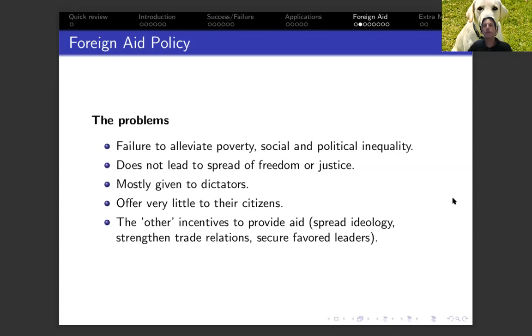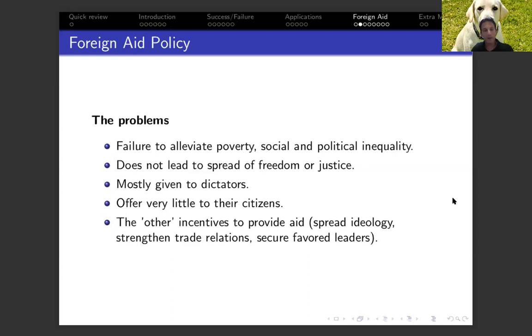And one problem that research has also talked about is that while intuitively we should think about foreign aid as a humanitarian type of policy, in many cases there are a lot of other incentives for why countries provide aid to some recipient countries. One of them can be the spread of ideology, or preventing the spread of ideology. For example, the United States providing foreign aid to countries in Africa in order for those countries not to support the communist ideology during the Cold War.